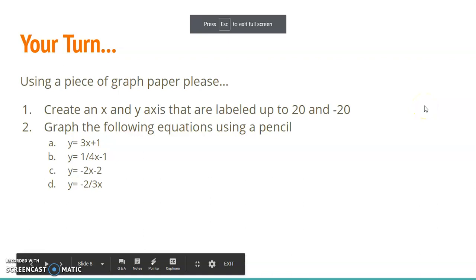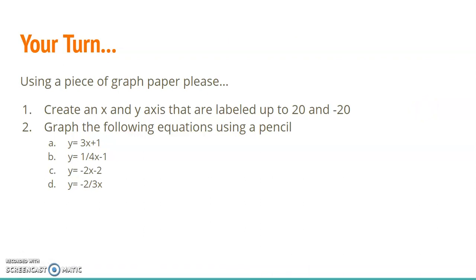So now it's your turn. Using a piece of graph paper, please create an x and y axis that are labeled to 20 and -20. Please make sure you have equal distance in between each square. Then you're going to graph the following equations using a pencil. So there are 4 equations on here. You can choose to either graph them on the same piece of paper, or you can do it on 4 separate graphs. It does not matter to me.